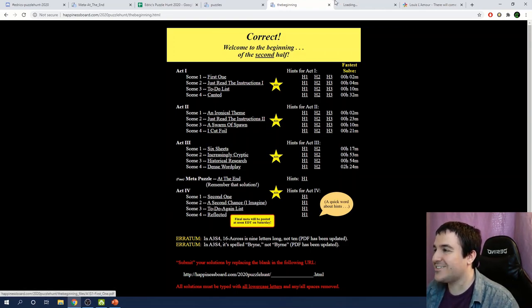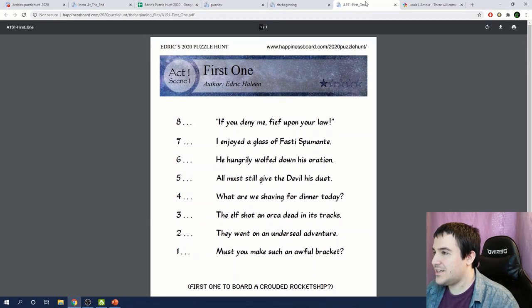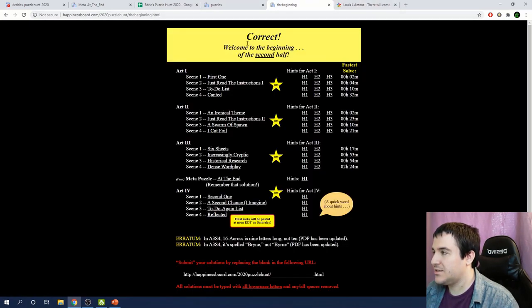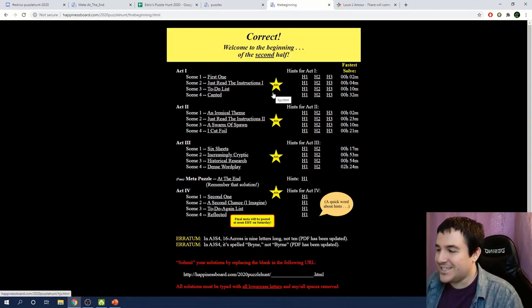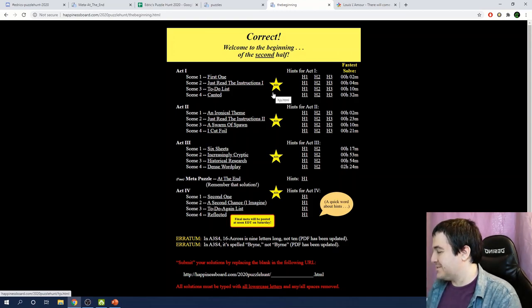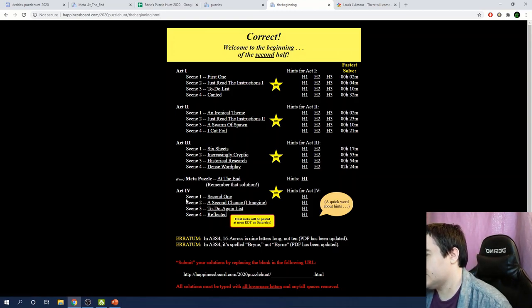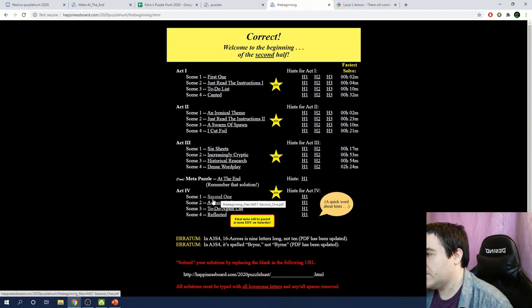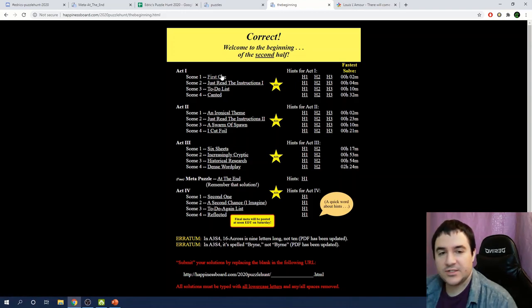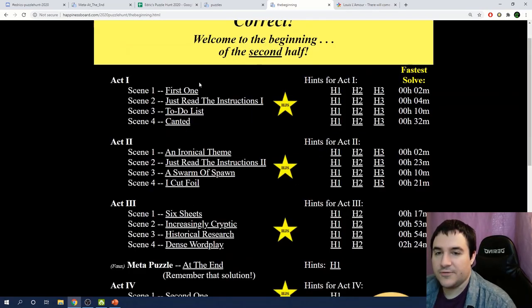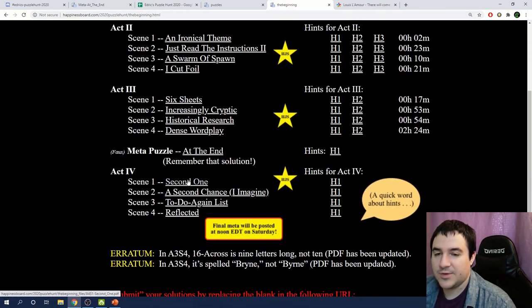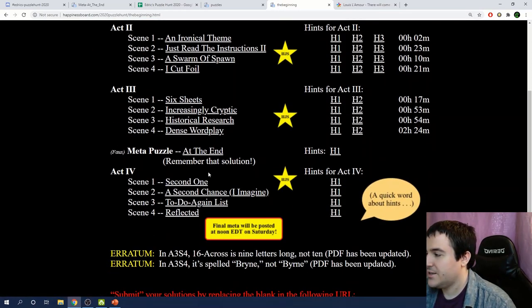What is happening? Are these all the same? Okay, I think these are the same from the original ones. Okay, that makes sense, because we were expecting this to be about a week, and we were very surprised when the meta was posted today. Interesting, so it looks like the second half puzzles are reflective of the first half puzzles in some way. So I didn't film myself solving the first puzzles with my team. The first puzzle of the hunt was called First One, and then there was a to-do list here, and now we have second one and to-do list again.